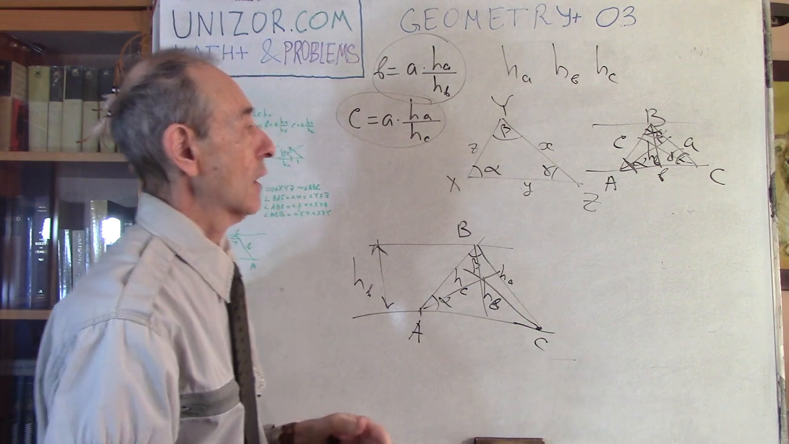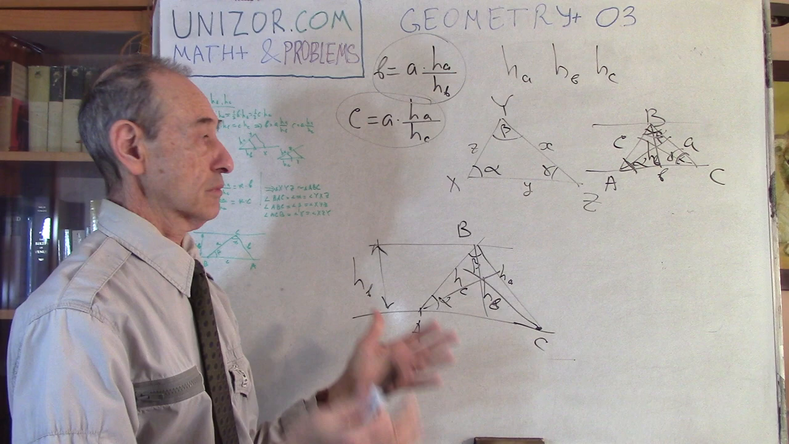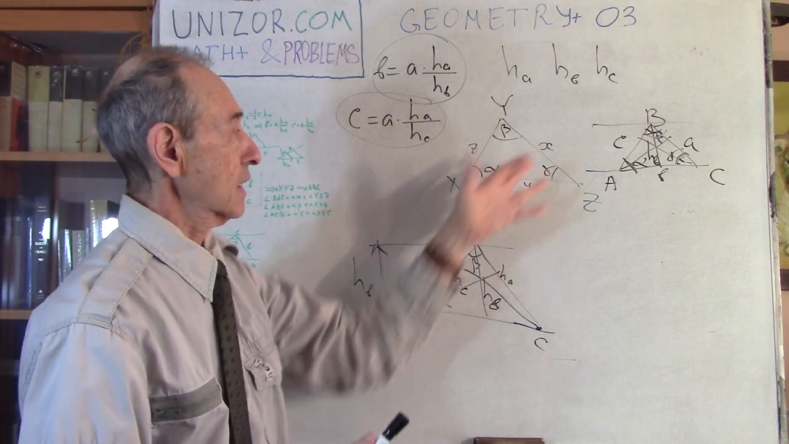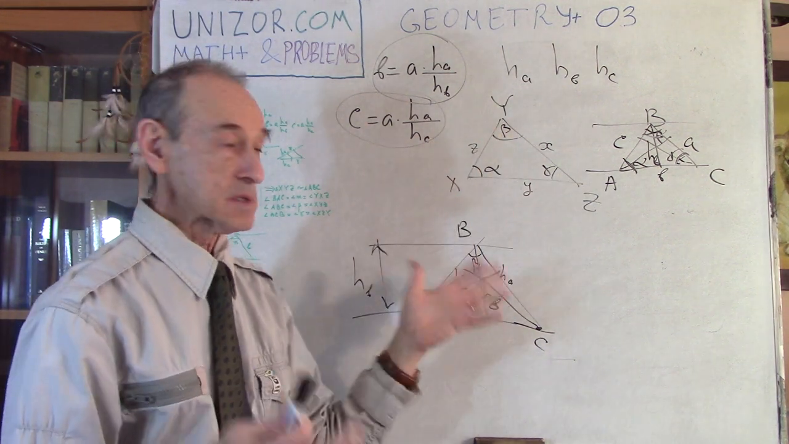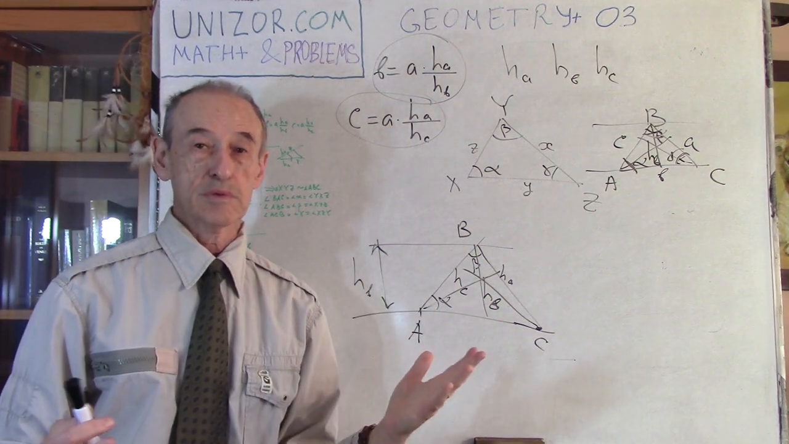arbitrarily. Now, continuation of the construction is, okay, now let's just use what we have. What we have is angles. And since we have angles, now this simple construction is actually working without any problems.